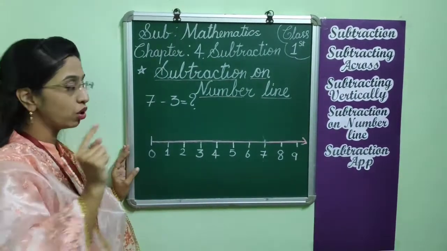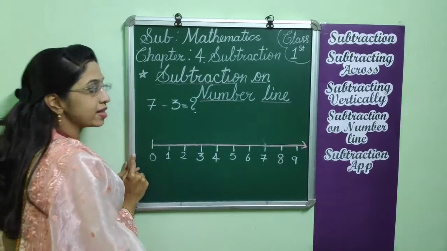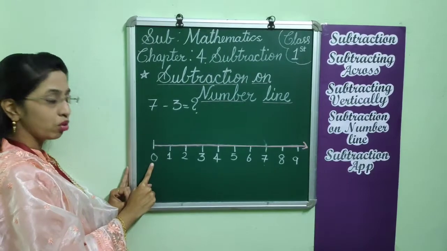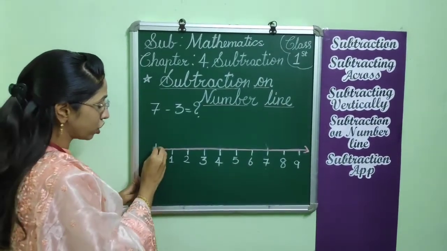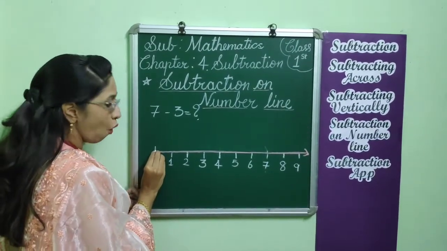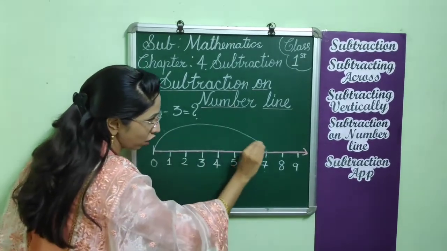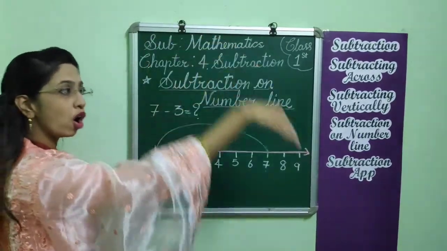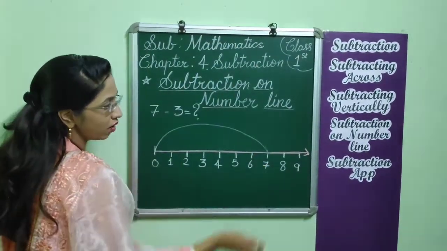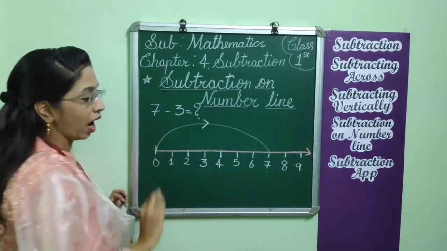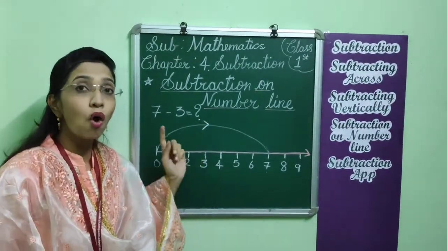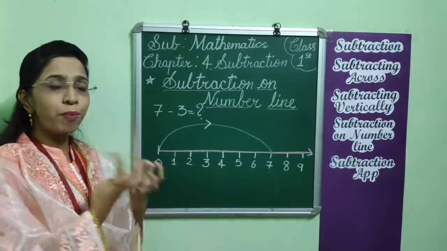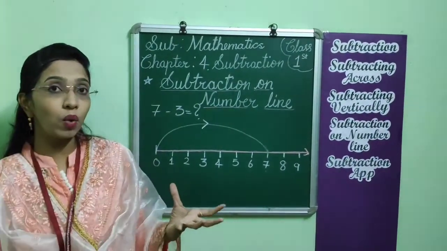So, always, as I told you, to subtract some number, we have to start from 0. So, now, you have to jump 7 places forward. You have to jump 0 to 7. How are we jumping? Forward. 0 to 7. So put an arrow mark. Which is this arrow mark? Forward arrow mark. Now, what is subtracting? What are you taking away?